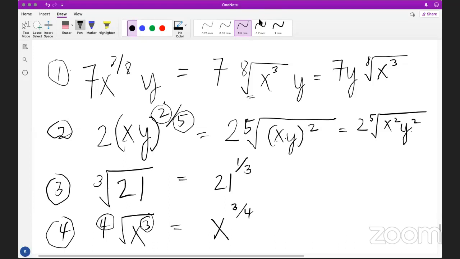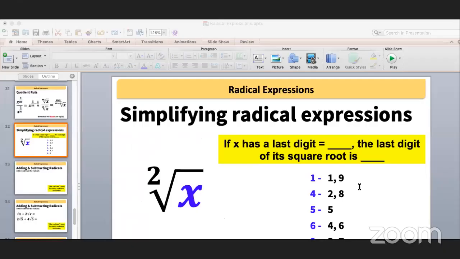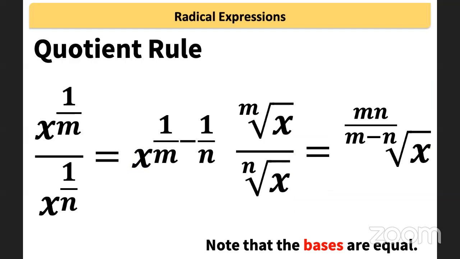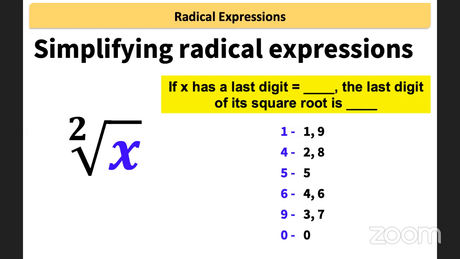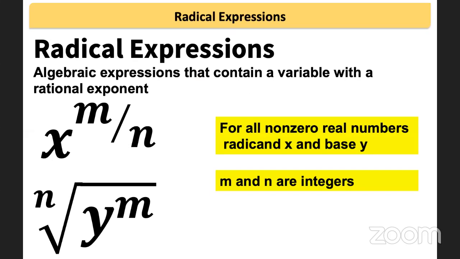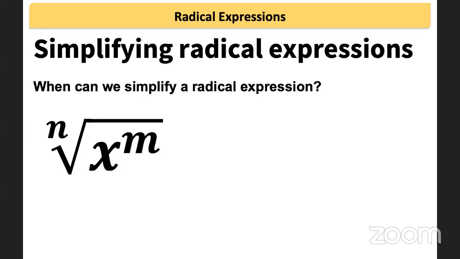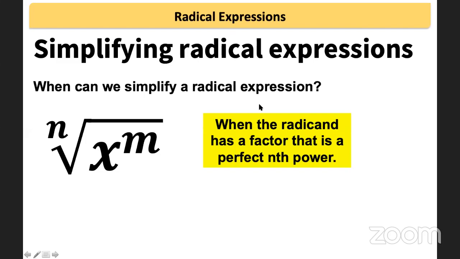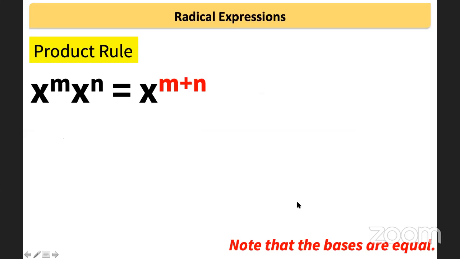Now, let's go back to the PowerPoint. So, simplifying radical expressions. I got confused. Simplifying radical expressions. Again, like what was said earlier, we can simplify a radical expression when the exponent is divisible by n, or this root. Okay? It is divisible by n because it is a perfect nth power. So now I'll show you some examples.